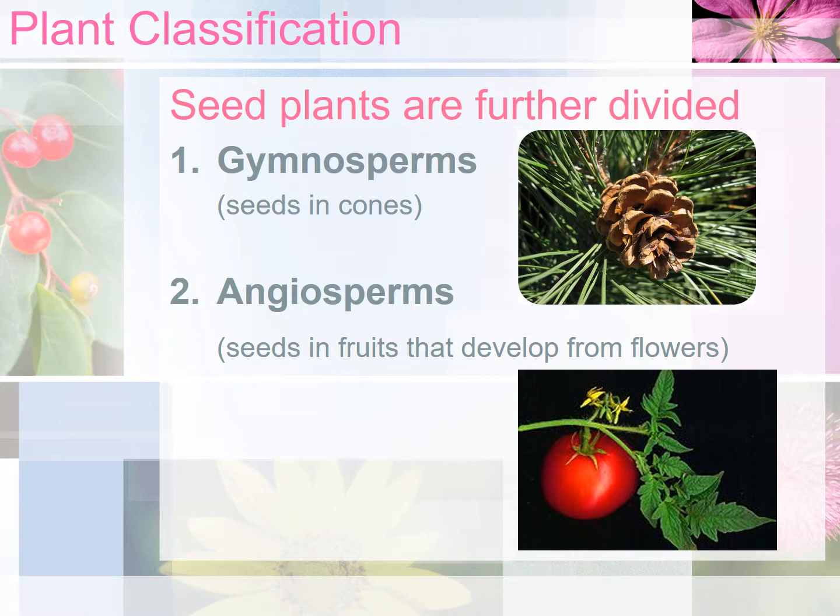Then if we look even further into this, our seeded plants have two different types. We have gymnosperms, and that's where the seeds are contained within cones. This would be your Christmas trees, your pine trees, all that. Those are gymnosperms. And then we have our angiosperms, and these have seeds and fruits that develop from flowers. So we're very familiar with angiosperms.